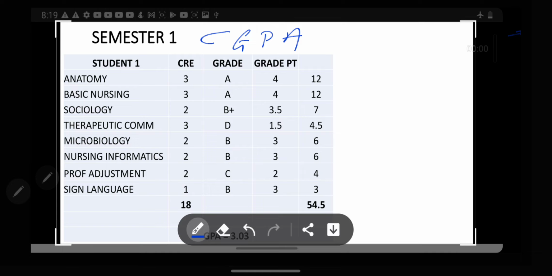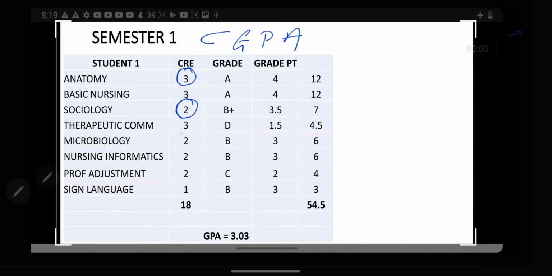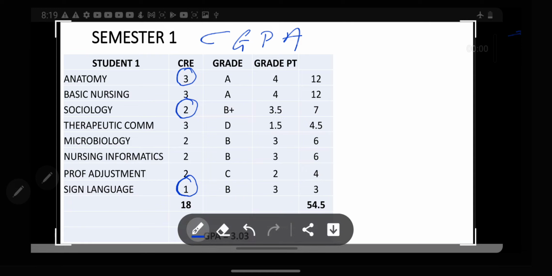But before you can understand the Cgpa, you must know that every course comes with a credit. And note that the credits are not the same. Anatomy is 3 credits. Sociology is 2 credits. Sign language is 1 credit. The credits are not the same, and it is the difference in the credit that affects the GPA that you get. I explained that in the previous video, where I showed you how to get your GPA, so I suppose you know.